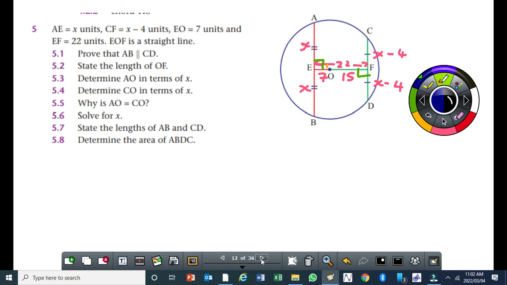Alright, can I have your attention? Let's move on to 5.2. Now, we know that AB is parallel to CD. We have proved it. So let's carry on. 5.2.